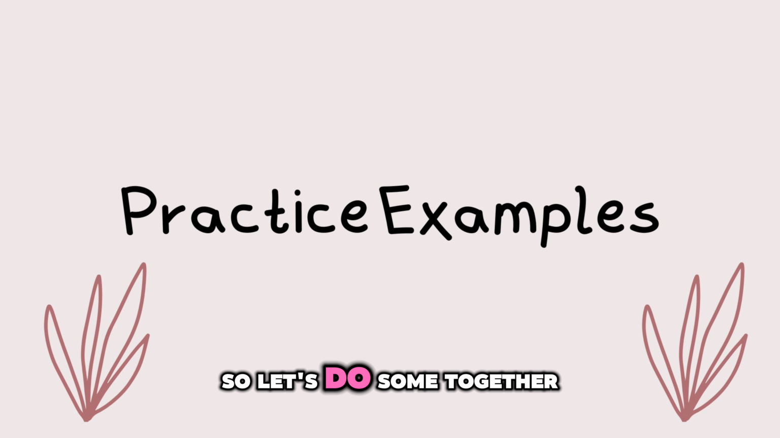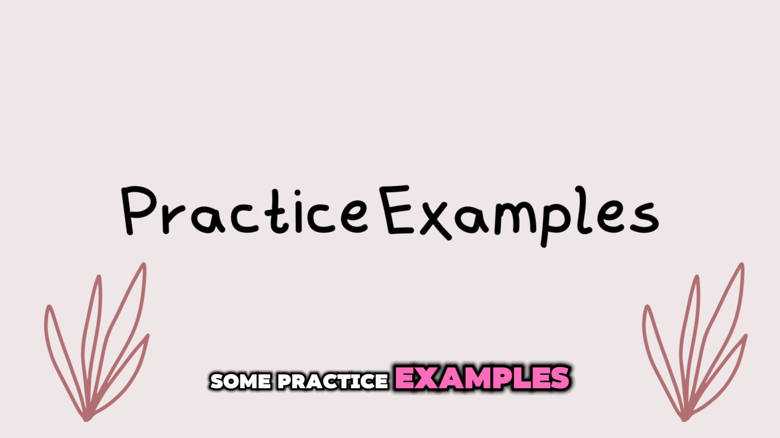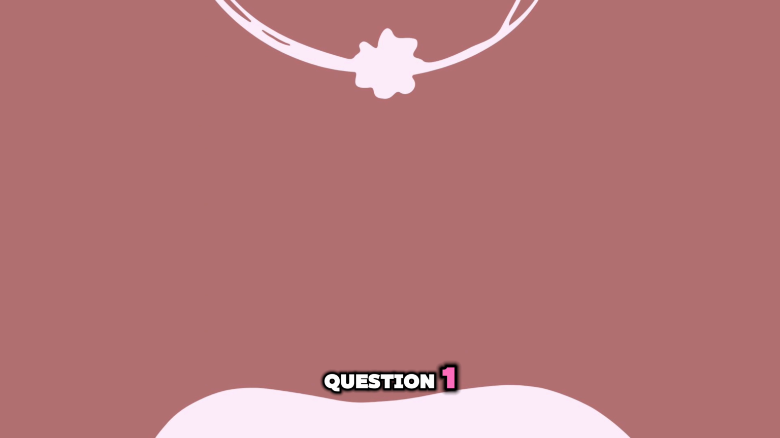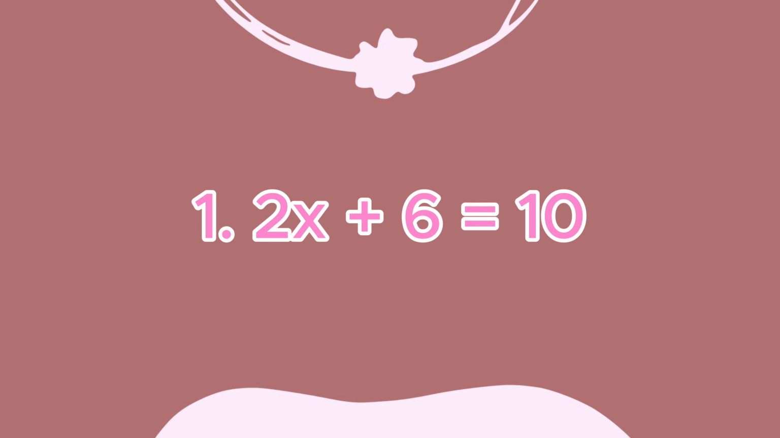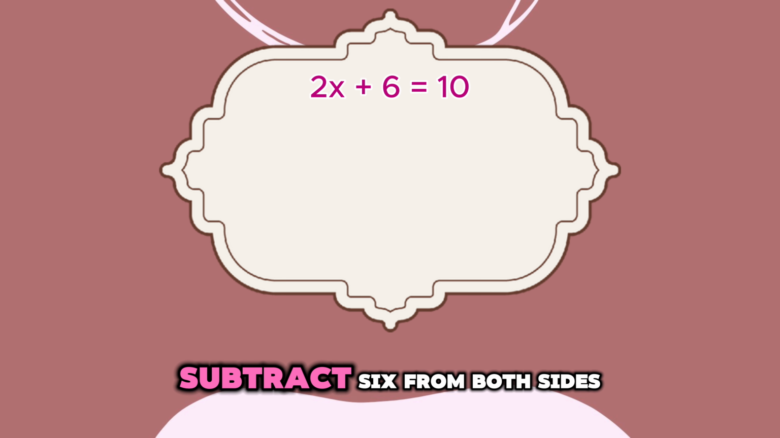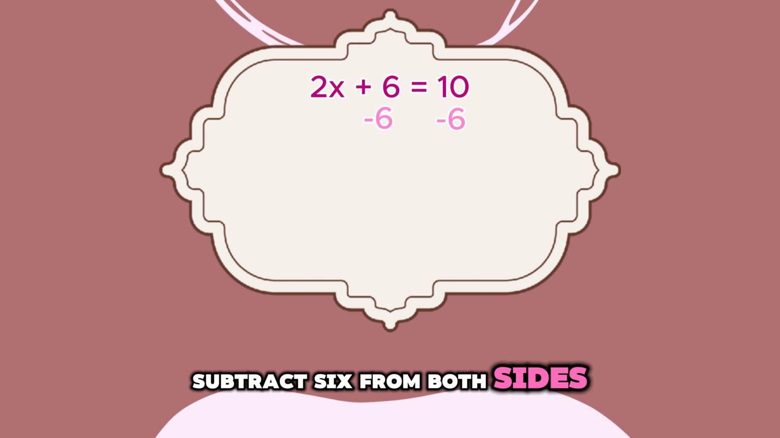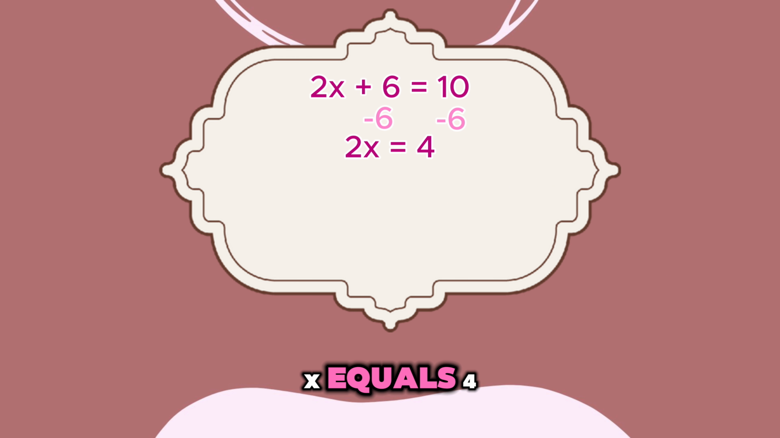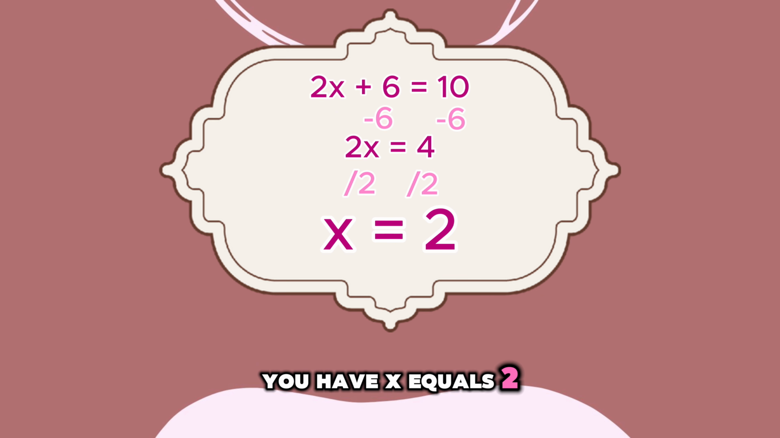So let's do some practice examples together. Question 1. Try it in your head, please. And feel free to pause the video as well. So the first step is to subtract. Oh my days, this is the second time. Subtract 6 from both sides. And now you have 2x equals 4. Now divide by 2. And you have x equals 2.